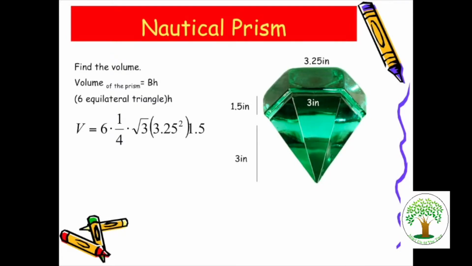That's the 1/3, the 1/4 square root 3 s squared. Do you remember that? 1/4 square root 3 s squared for your equilateral triangles. And then here's 6 of them, and here's that height. That's what would be the volume of the prism.